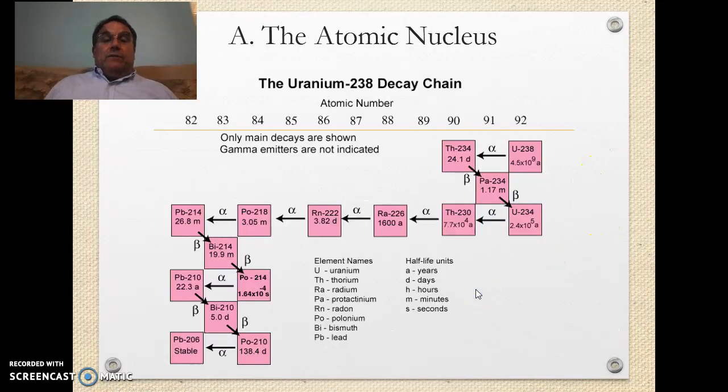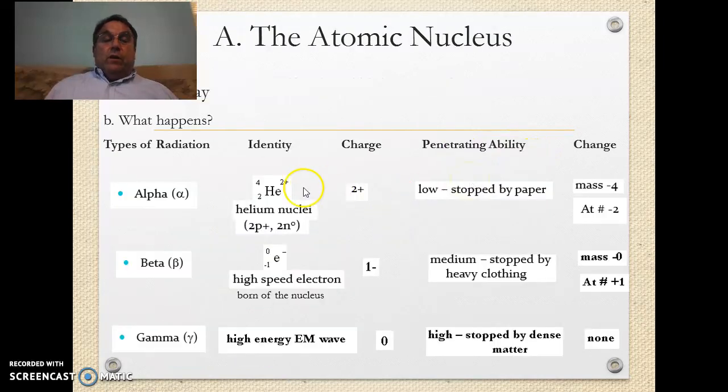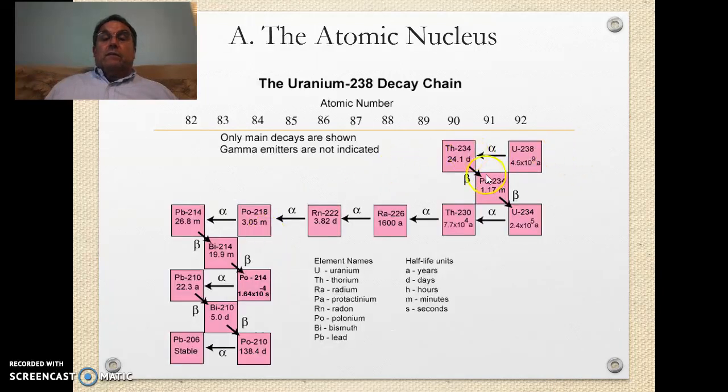Okay, now this slide I show you, you don't have to memorize or know this radioactive decay chain, but it just shows you that generally speaking in nature, these events don't occur individually. They usually occur in the context of a larger decay chain until a stable element is reached.